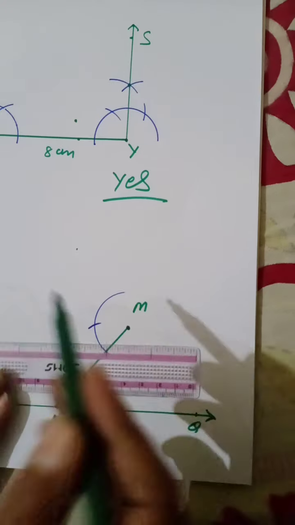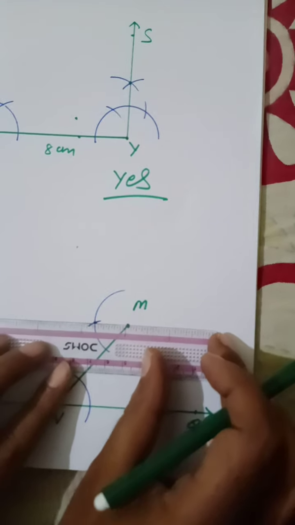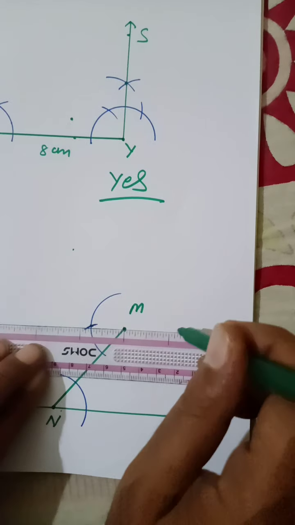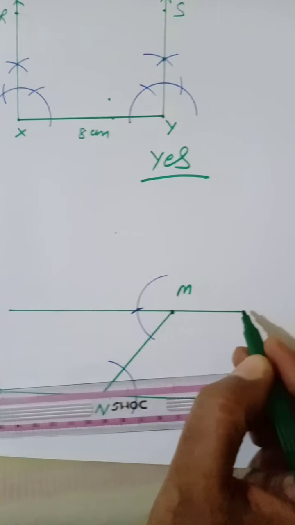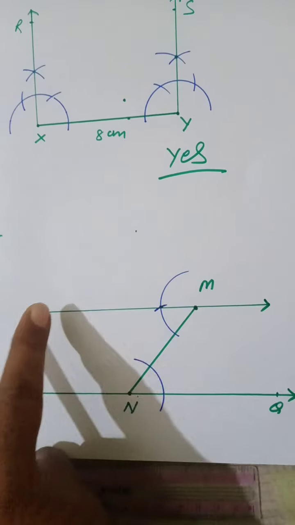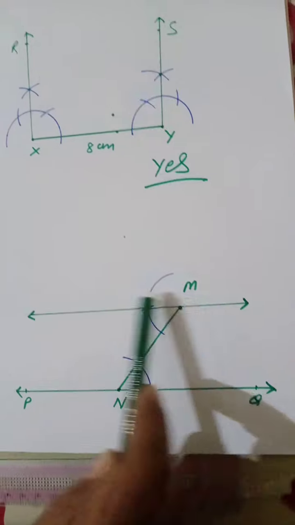Okay, now here I got this point and I will join these two points, and I have extended both sides. Now I got this line which is parallel to this.